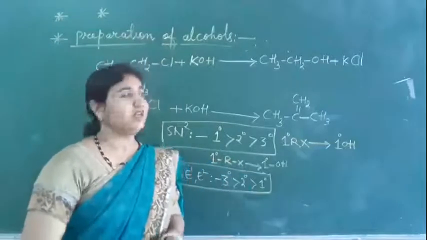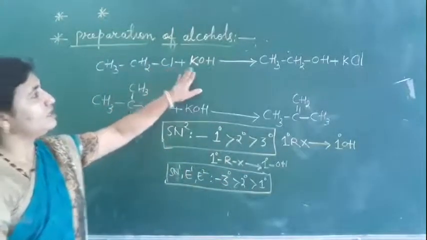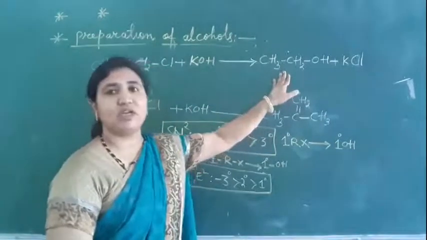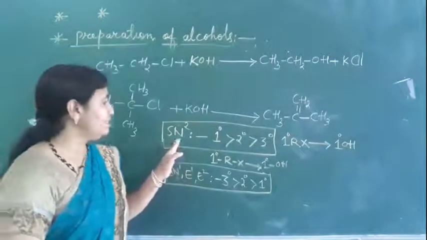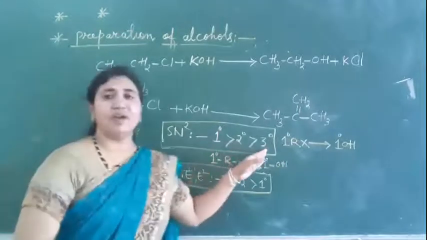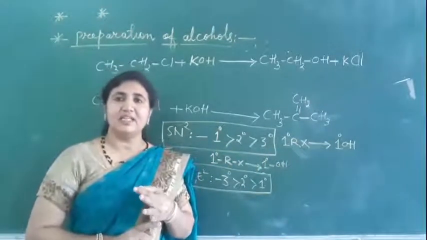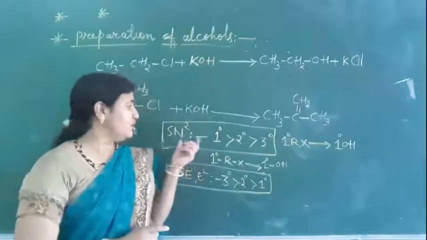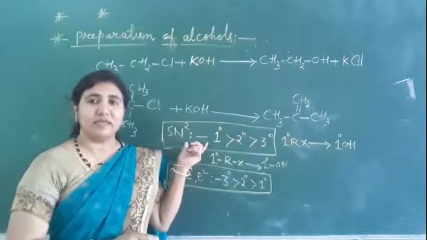So see here, primary alkyl halides will form primary alcohol only. Why will they form primary alcohol only? Because they undergo the SN2 mechanism. In the SN2 mechanism, the order is primary alkyl halide, then secondary, and what? Tertiary. That means primary alkyl halides easily undergo the SN2 mechanism. So nucleophilic substitution reaction only takes place here by the SN2 mechanism.